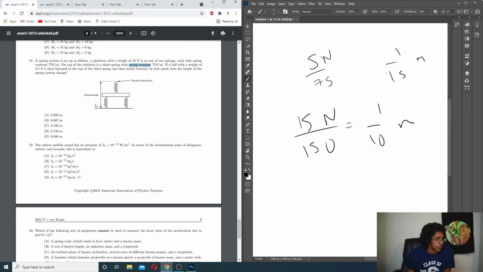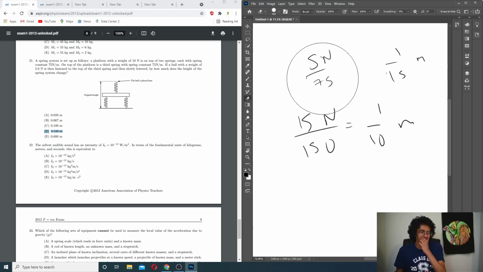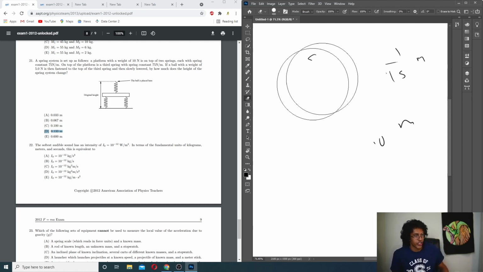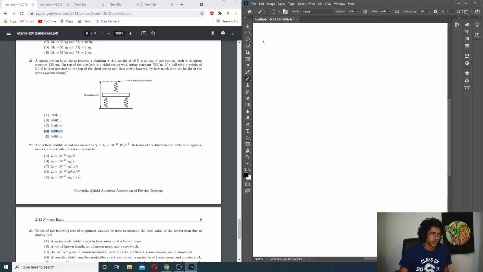Huh. Maybe it's this? I mean, that's the only other option I could see. But why would it be like 1 over like 30? That would mean this guy had the spring constant of that, right? Weight 10 newtons, okay. Yeah, I don't get it. We'll see what it is, but huh. I'll just put D for now, and then we can come back to it and see if we find anything new. Alright, so 21D.